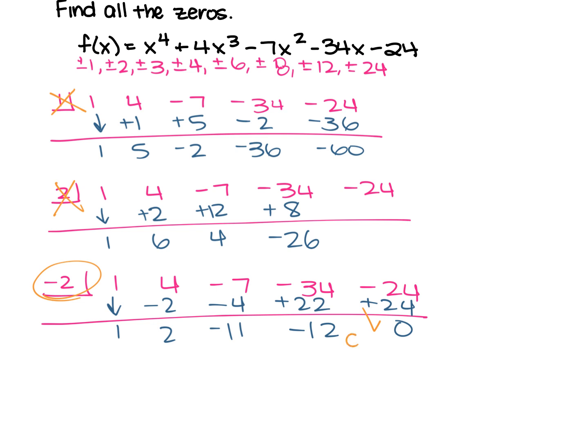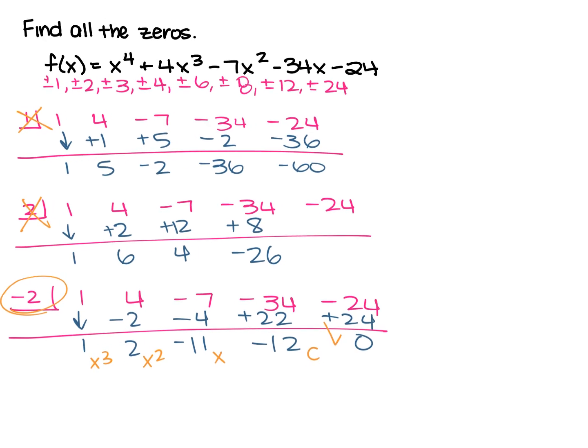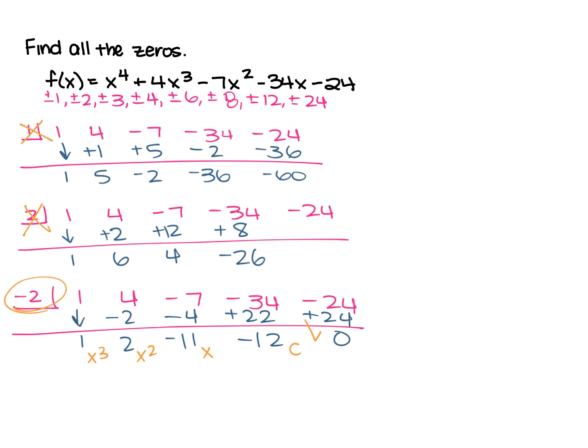12 is going to be your constant. That 11 is going to be your x. 2 is going to be x squared. 1 gets x cubed. So now you are solving x cubed plus 2x squared minus 11x minus 12 is equal to 0.